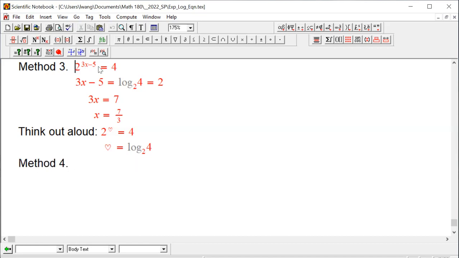Method 4. Okay, taking logarithm on both sides. Take logarithm with any base on both sides.